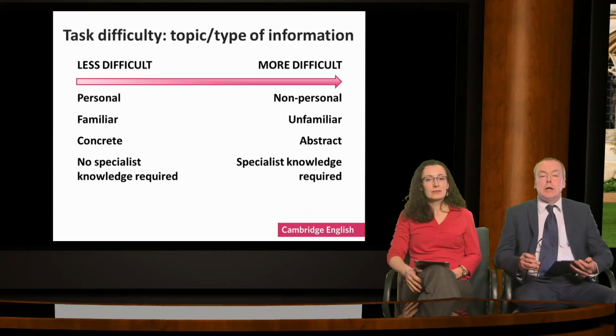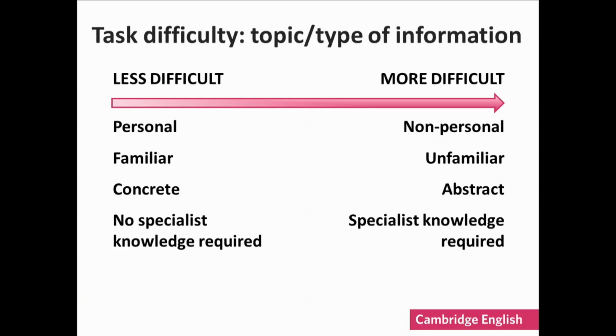The topic and type of information the task requires can affect the difficulty of the task. If you refer to the CEFR descriptors, you'll see that topics and/or information that are personal, familiar, concrete and not requiring specialised knowledge are easier than those which are unfamiliar and abstract or specialised and which require more difficult or specialised vocabulary and complex grammar.